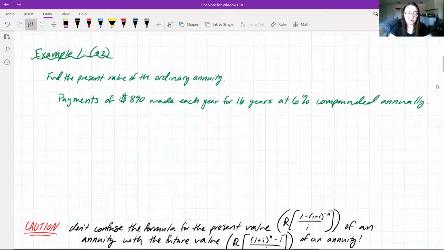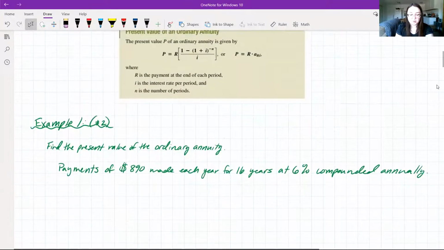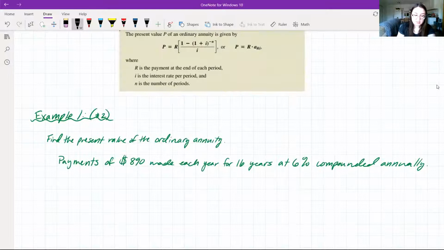All right, so let's do a present value problem. We have example 1 here, which is also number 2 in your book. We want to find the present value of the ordinary annuity. We have payments of $890 made each year for 16 years at 6% compounded annually. All we need to do is use this equation, so let's figure out what's what in this case.